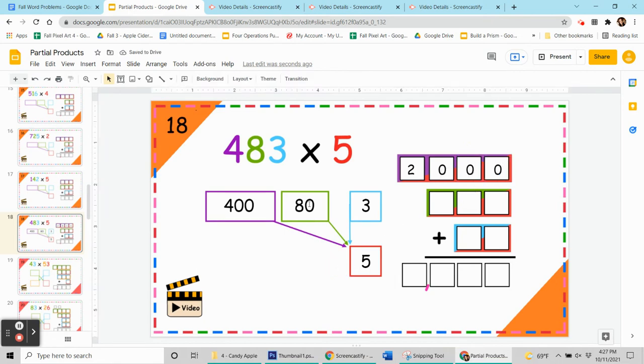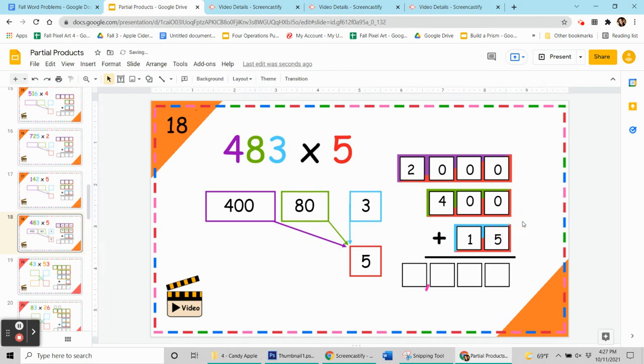Same thing with the 80 times 5. So you're going to ignore the 0, do 8 times 5, and then put the 0 back in. So for 8 times 5, we get 40. And then we stick the 0 back in. All right, last but not least, we'll do blue versus red. So 3 times 5, which is 15.